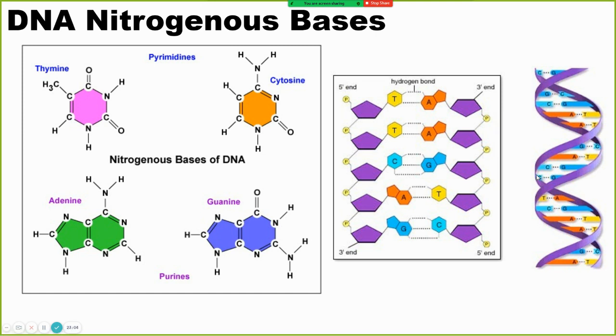You could also see they always match up together in the same way. G with C, T with A. And that's sort of what it looks like. These show the actual molecules that make up each of those bases. So it's important that we know the structure of DNA, how it's built, and that we know how those bases match up with each other.